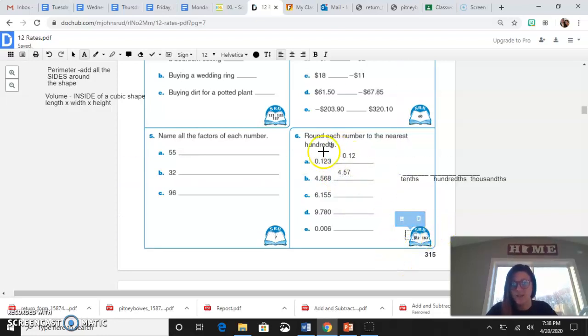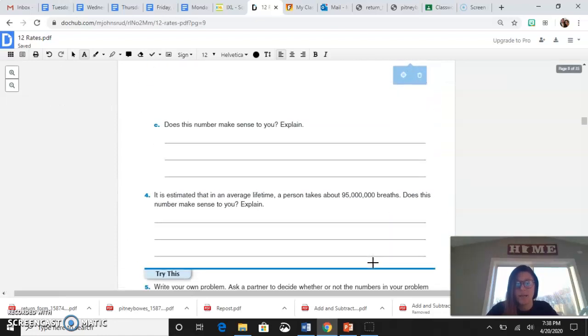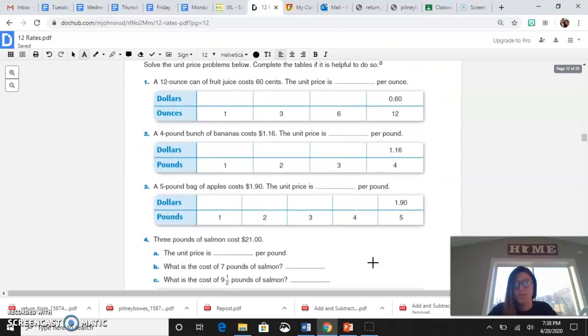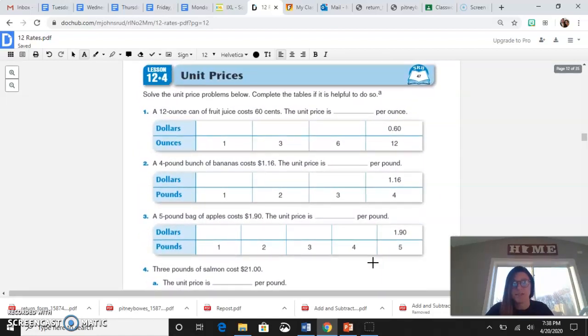4.57. Okay, you should be able to do the last 3 on your own. Then when you're done with that page, I want you to go to page 320. For this one, it gets a little bit tricky. It says solve the unit price problems below. Complete the tables if it is helpful to do so.